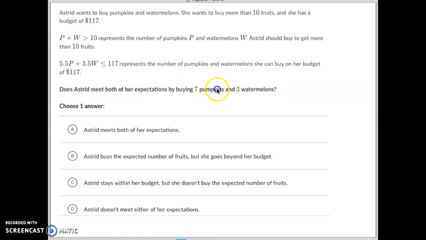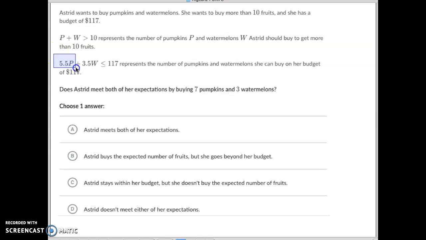Well, first of all, 7 plus 3 is 10. Is 10 greater than 10? And the answer is no. She would have to buy more. So no, she does not meet the expectations for how many she's buying. So, but let's find out the other one.